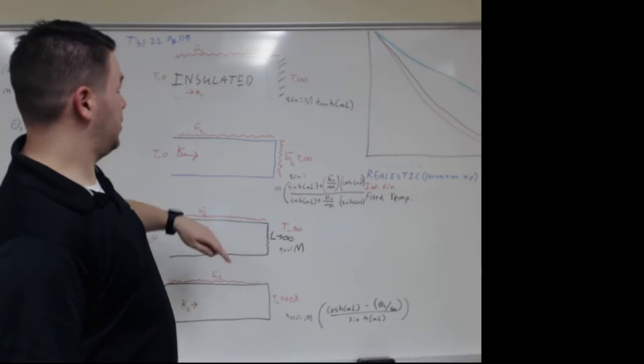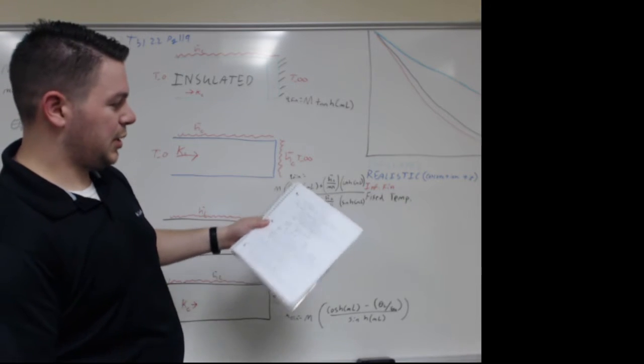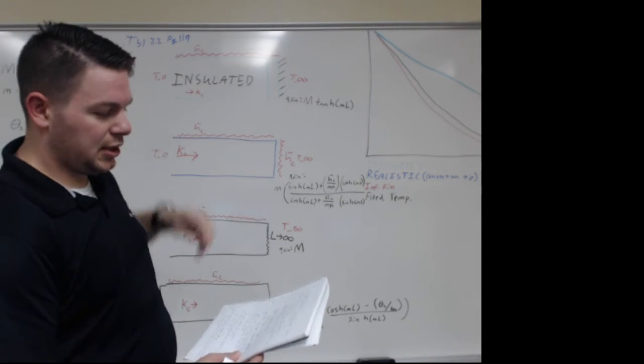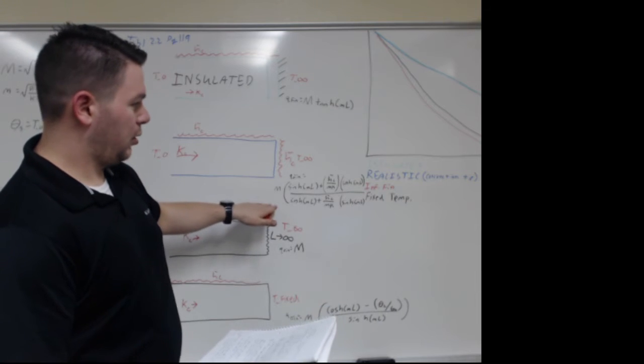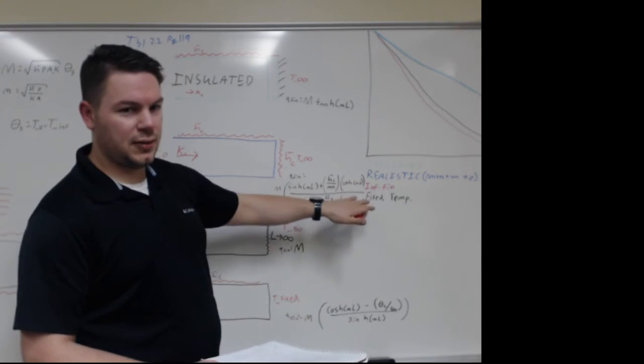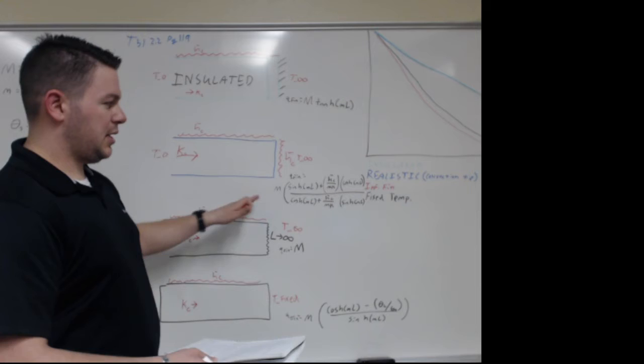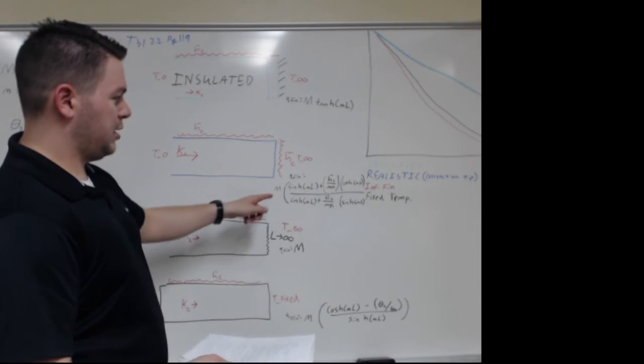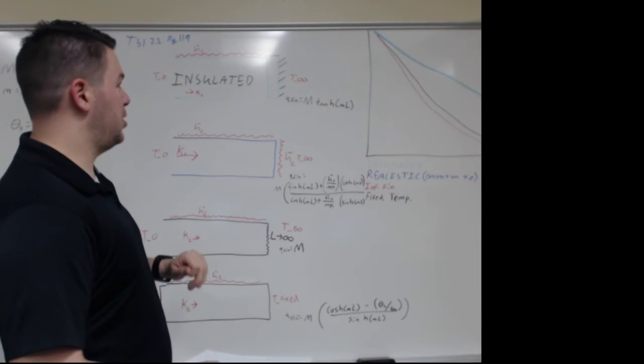All of this information for these tables is on table 2.2. It's page 119 in the book. So I don't want to go into all of the actual calculations for this. It's a lot of hyperbolics with the tangents and geometry. But once you get to this point, you just plug in your information.